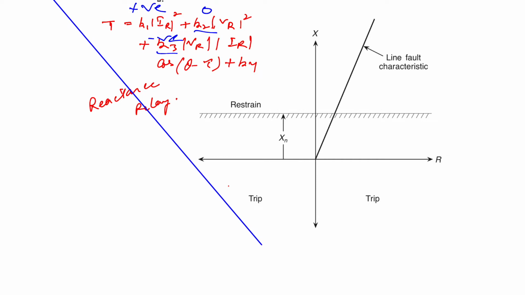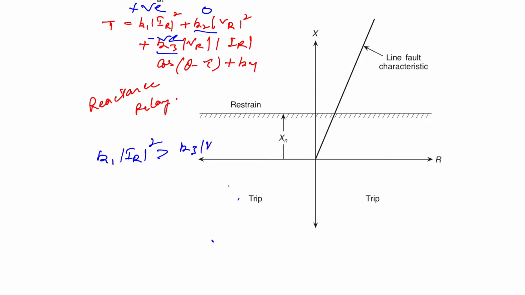In that case, we will get the following equation: K1 IR square is greater than K3 VR IR cos of theta minus tau, then it will trip, otherwise it will restrain.